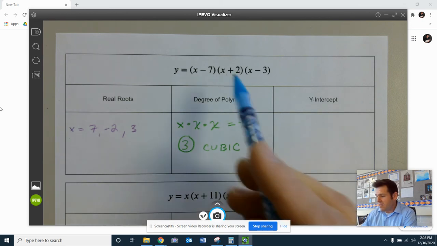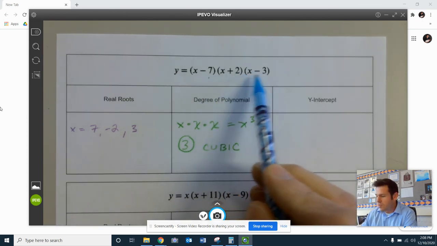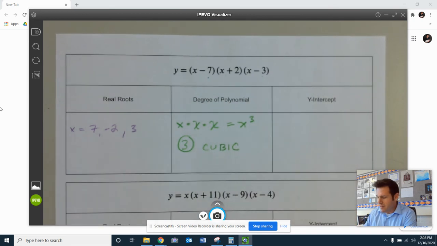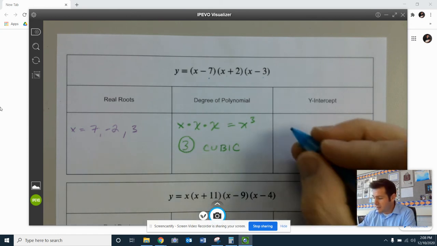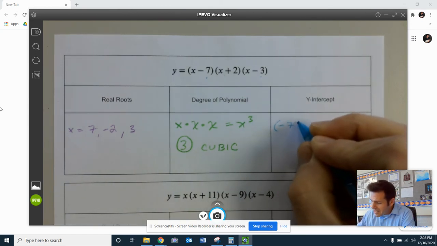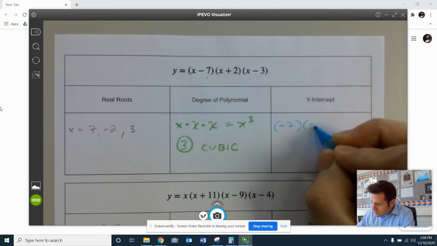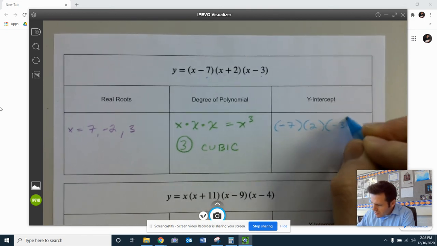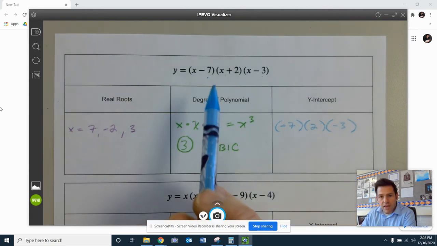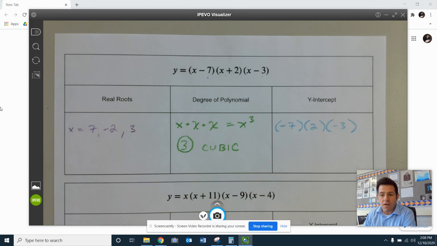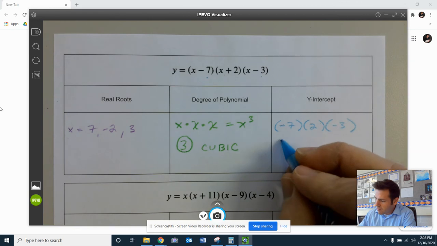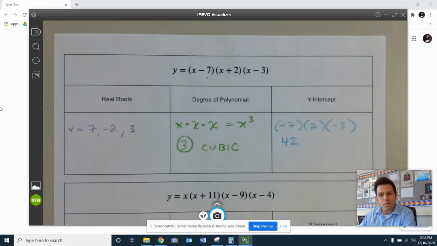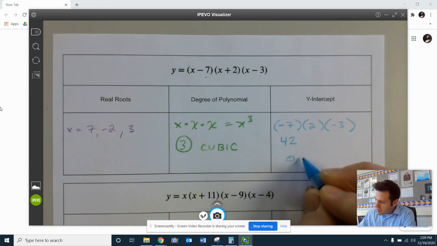I'm actually going to look inside the parentheses. So I have negative 7, 2, and negative 3 as constant numbers in the parentheses. I'm going to take those numbers and multiply them out, because if I multiply those 3 numbers there, again, the ones in the parentheses, negative 7, 2, and negative 3, not the ones that we have for the roots, but what we actually see up here, negative 7, 2, and negative 3. If I multiply those out, negative 7 times 2 times negative 3, I believe that would be 42. Yeah, 42 sounds good. So our y-intercept would be 0, comma 42.